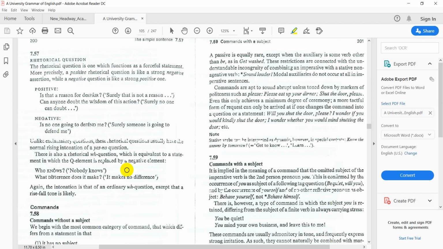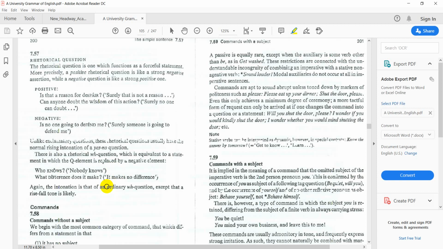So when I say, who knows? It means nobody knows. Or if I say, what difference does it make? It means that there is no difference. What difference does it make?